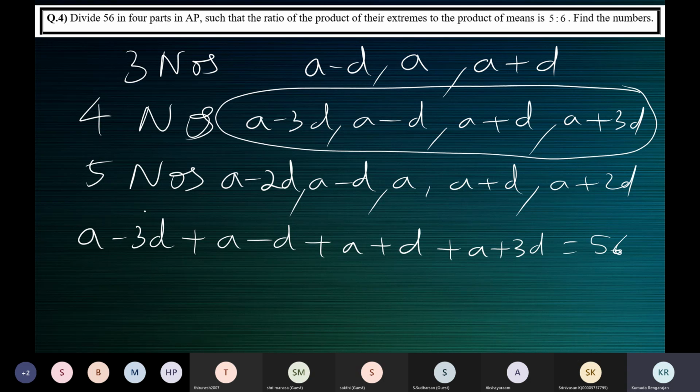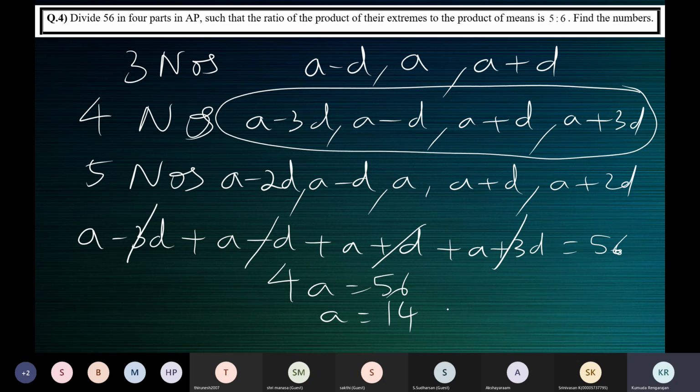So like this, what happens is minus 3D plus 3D, plus D minus D gets cancelled and you're able to find the value of A. 4A is equal to 56. A is equal to 14.